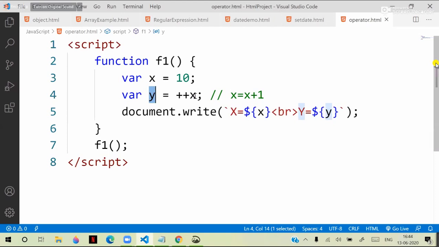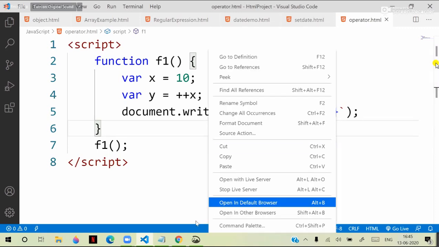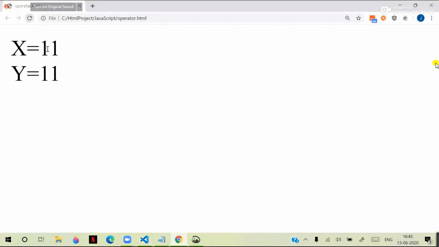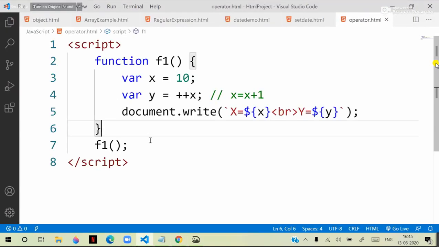So first it will increment X value. After that it will store in X. After that it will assign to the left operand Y. Understood? That is how it actually handles the operation. In that case, X and Y values both will be 11. So first it will increment, and after that the result will be assigned.